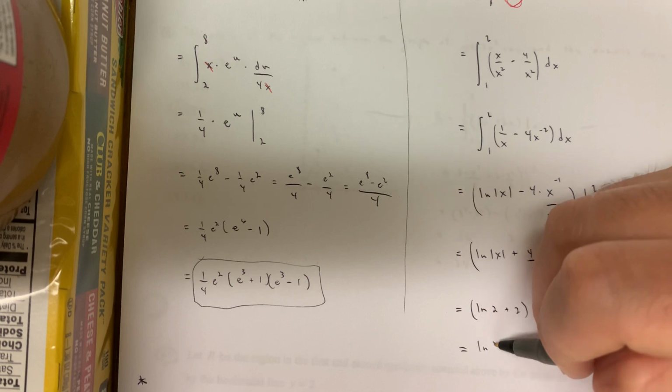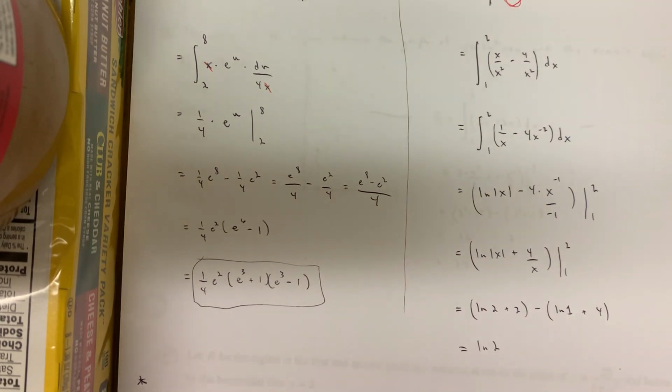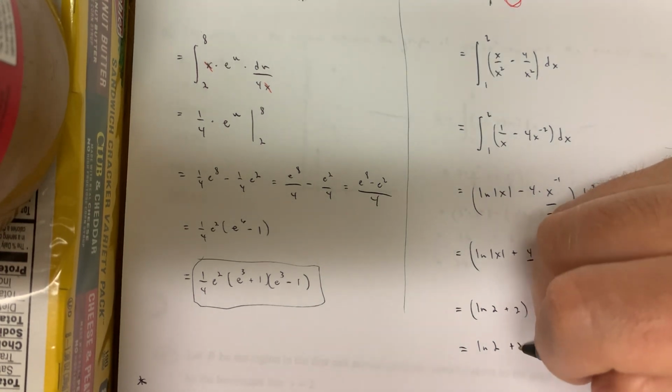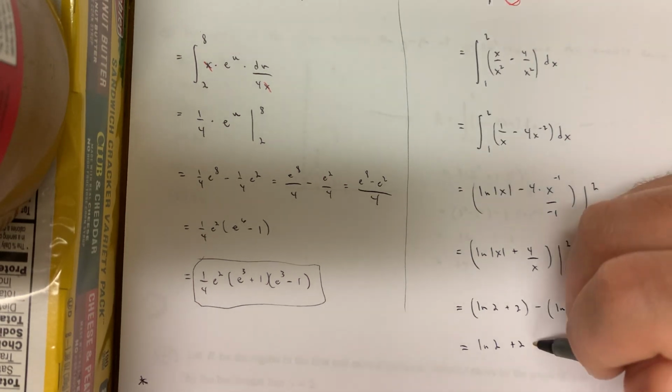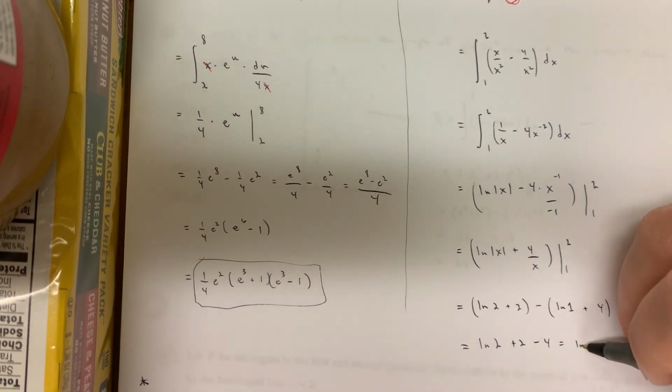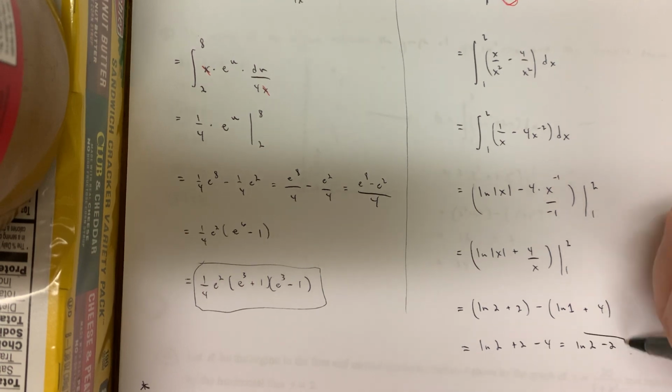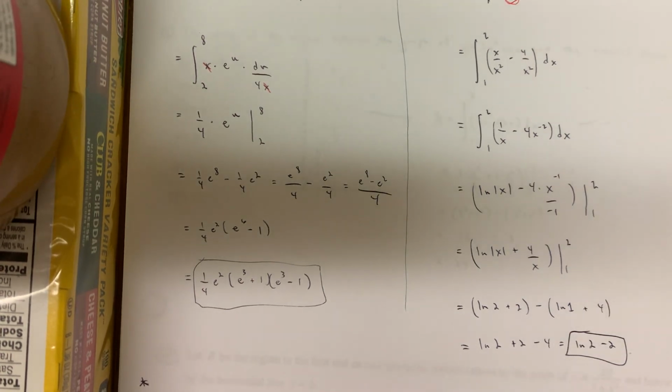So this gives us what? ln 2, plus 2. Okay, here we have minus the ln of 1 is 0, so minus 0. I'm not going to write it. Minus 4. Here we have ln 2 minus 2, and that's probably as nice as it's going to look.